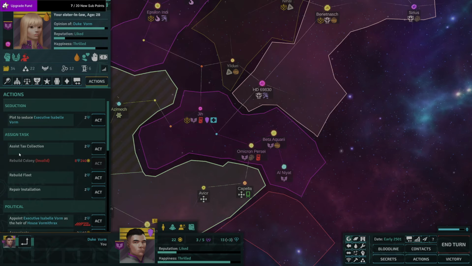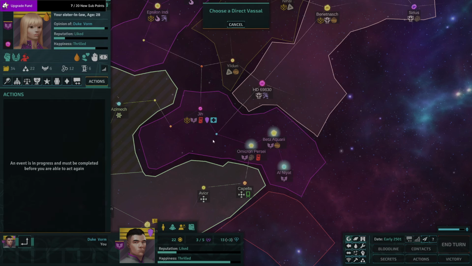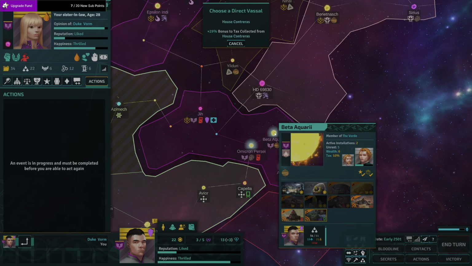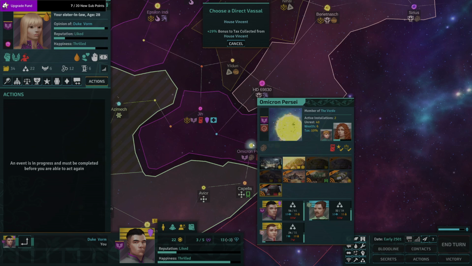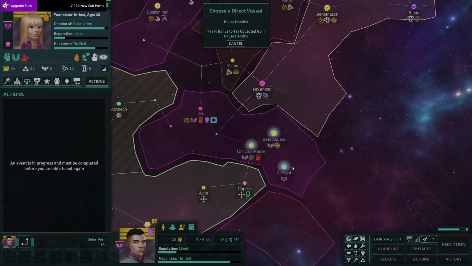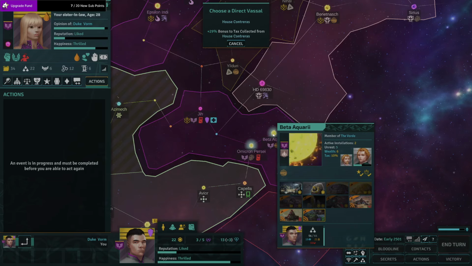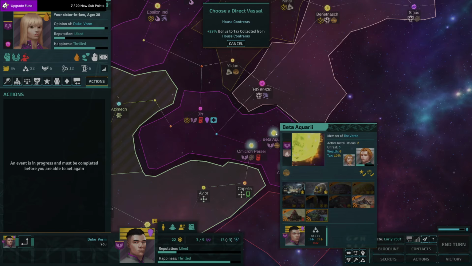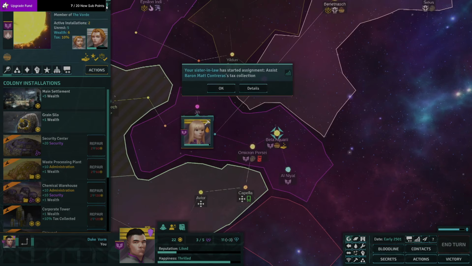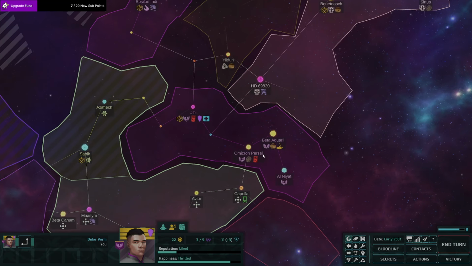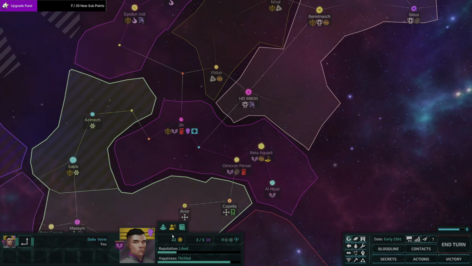Okay, so we're gonna do assist tax collection. We don't need to repair anything. I don't need to rebuild the fleet. We're nearing max anyway. So we're gonna assist tax collection. Who shall we assist? Wealth 6, unrest 5, wealth 6, unrest 40, and wealth 6, unrest 24. I guess we'll do Beta Aquarai. All right, so we'll get a small boost to the taxation level there.